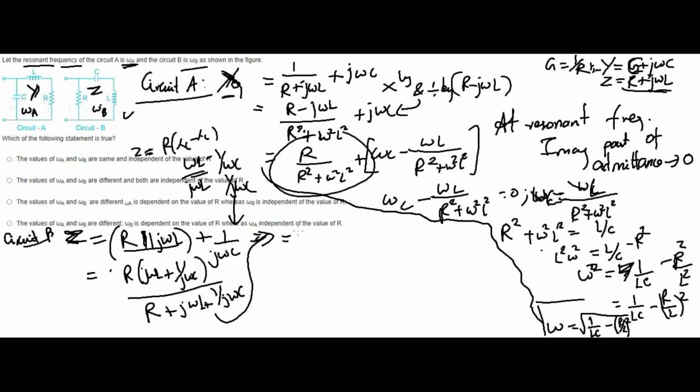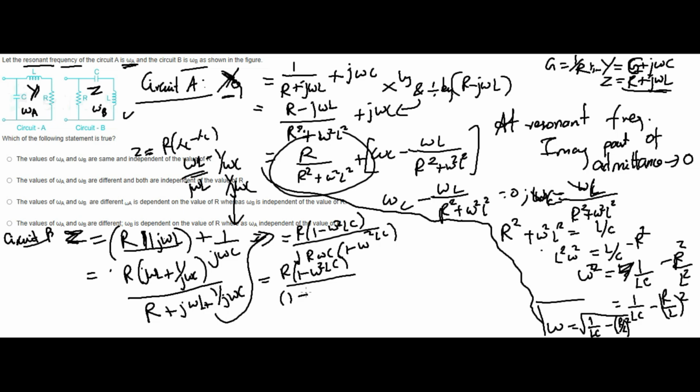That is equal to R into 1 minus omega square LC. You have to find this, because if you make a cross multiplication, j square means minus 1, omega square LC. Omega is common. Likewise, simple calculation only. And then divided by j R omega C into 1 minus omega square LC. And that is equal to R into 1 minus omega square LC, and then divided by, so this one divided by, what do you have? You'll be getting this one.